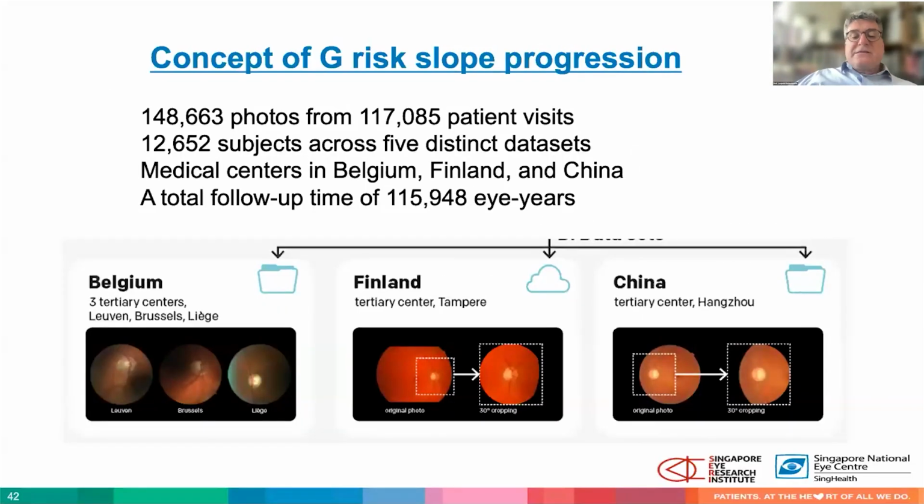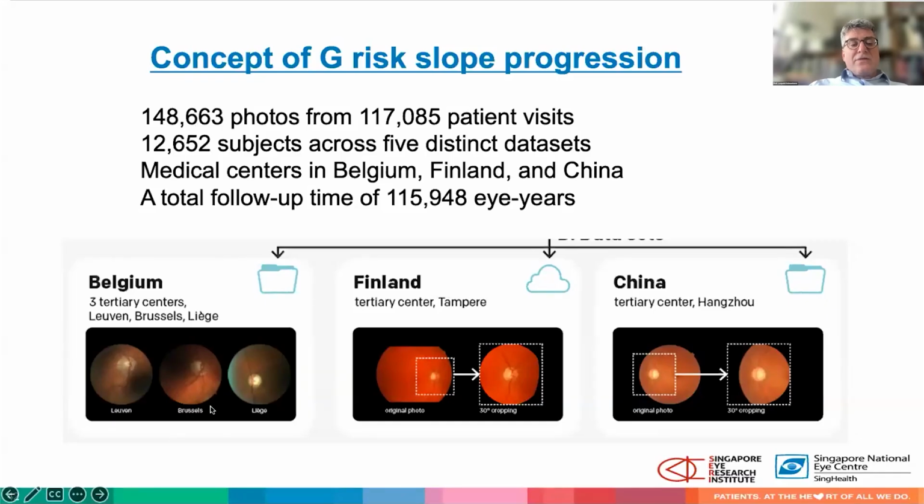And then later, and this comes to progression analysis, we asked ourselves a simple question. Can we take one single fundus photograph and determine the risk of these patients for future progression? So only do one fundus photograph and then see, can we predict how high is the risk of progression? And this is G-risk slope progression. And as you see, we had a lot of data, approximately 150,000 photos from Belgium, Finland, and China.